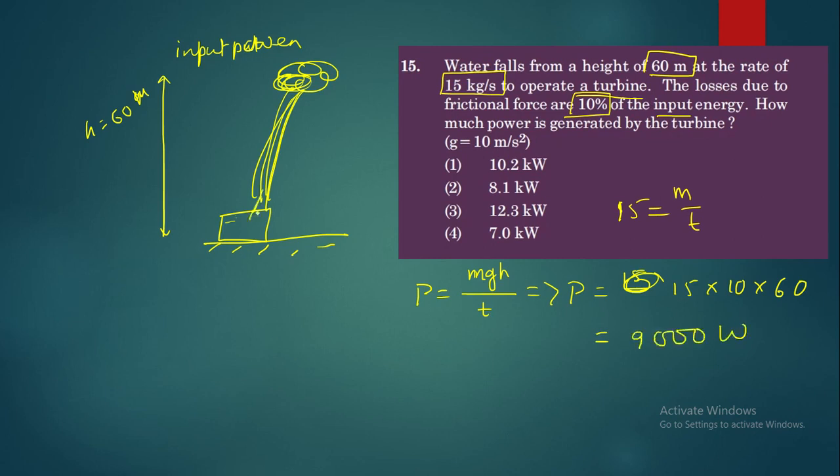But when it falls on the turbine, only 90% of the energy is converted or gained, because 10% is lost. So what is the output power? 10% is loss, so how much percent will be remaining? Only 90% will be remaining. So 90% of this 9000, so 9 into 9 is 8.1 kilowatt.